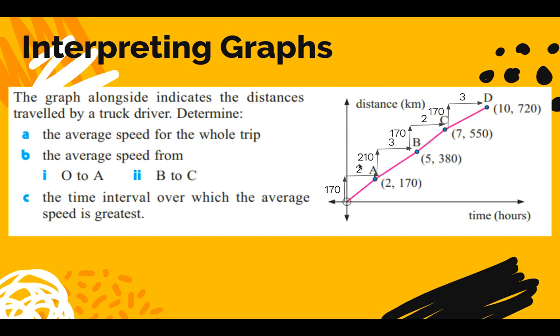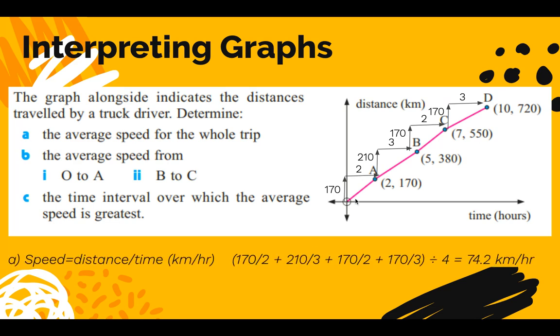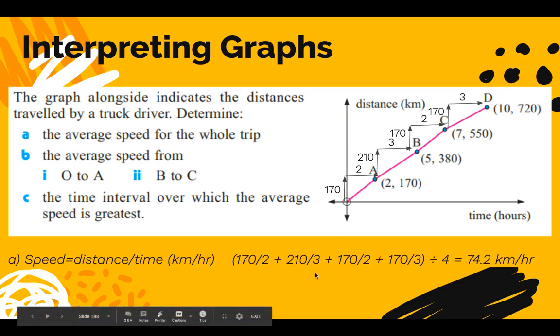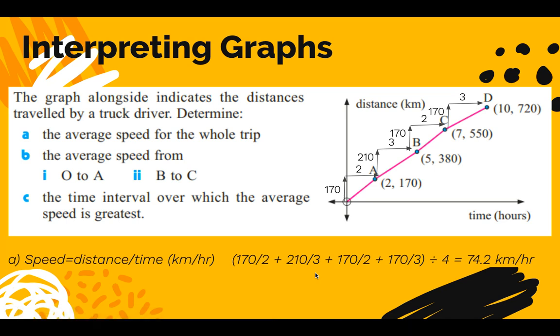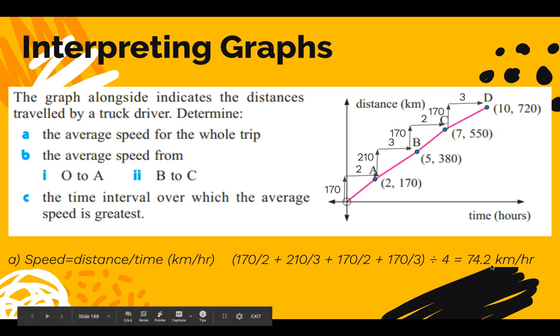So I found my rise and my run between each section. I'm going to take the rise over the run, and I'm going to add all of those parts up. So 170 over 2 plus 210 over 3 plus 170 over 2, and so on. And I'm going to divide it by 4 because there are 4 different gradients or 4 different parts that I'm adding up. When you find the average, you take the sum of the data points and divide it by how many data points you added. And so that's why it's divided by 4. So I get an average speed of 74.2 kilometers per hour.